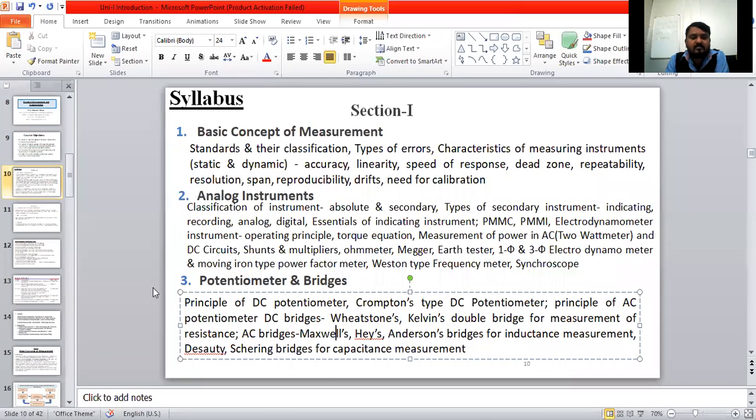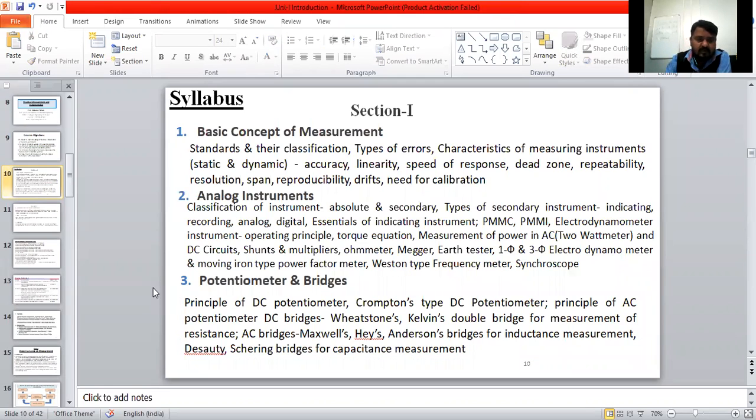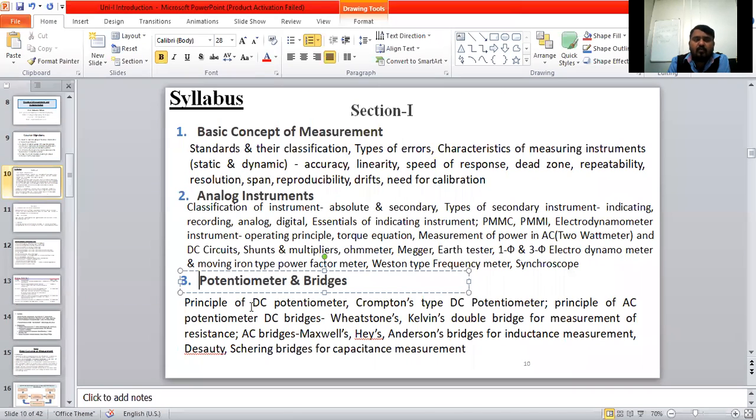The third unit is this: we have used the instruments here, but these instruments are also not 100% accurate. To get accurate values in research centers, in the research laboratories, we want the result accurately. On that condition, the potentiometer and bridge circuits will give the accurate value. So for that reason, to do the calibration, we are going to use the bridge circuits and potentiometers. So the next title, the third unit, is potentiometer and bridges.